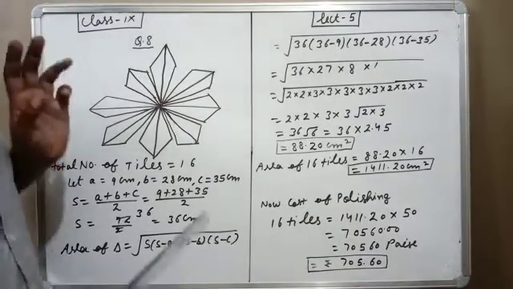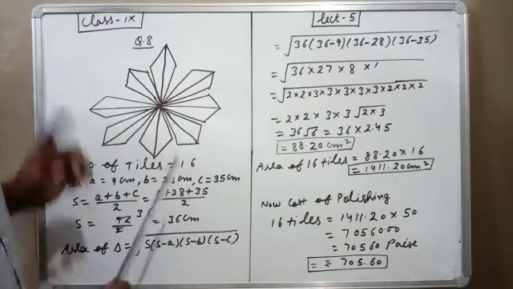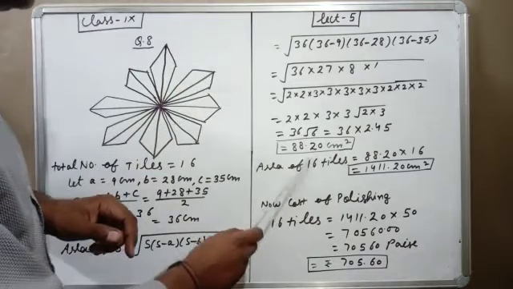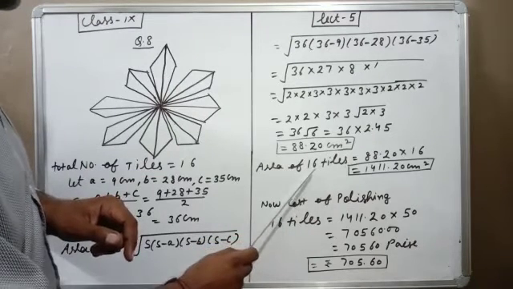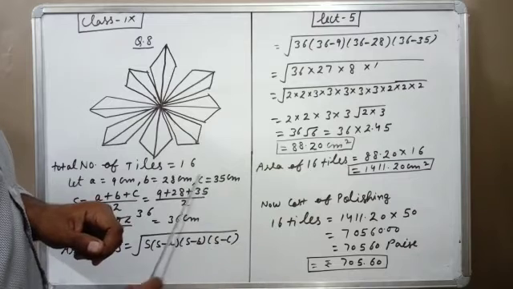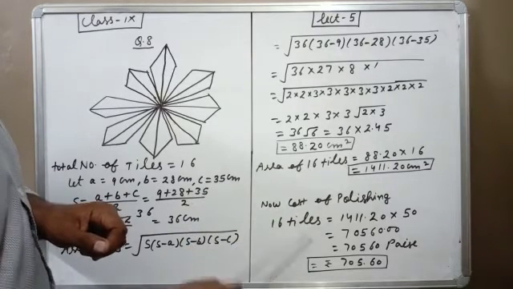So in this question we will follow three steps. First, we will find out the area of one tile by using Heron's formula. Second, we will multiply this area by 16, then we will get the area of 16 tiles. And in the third step we will get the cost. So first step, Heron's formula, second, area of 16 tiles, and then cost.